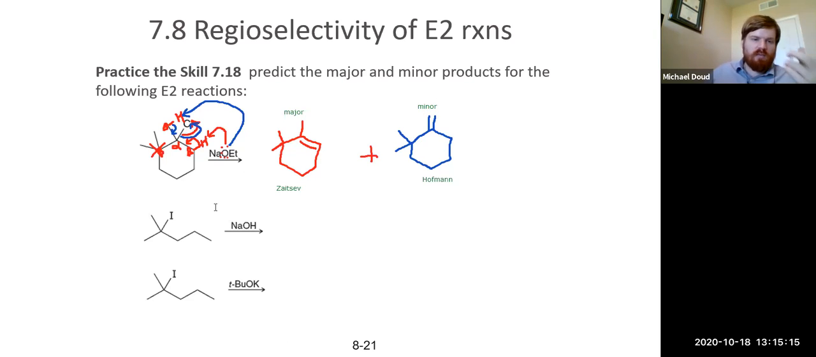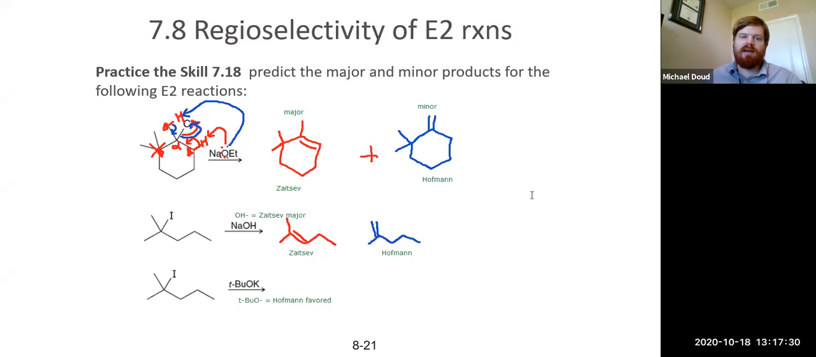Okay, so go ahead and do that. We have the same molecule down here. So you're only going to get 2 different possibilities here, but 2 different bases used. So go ahead and try to identify the major products of those. So go ahead, pause the video. And when we come back, we'll have the answer.